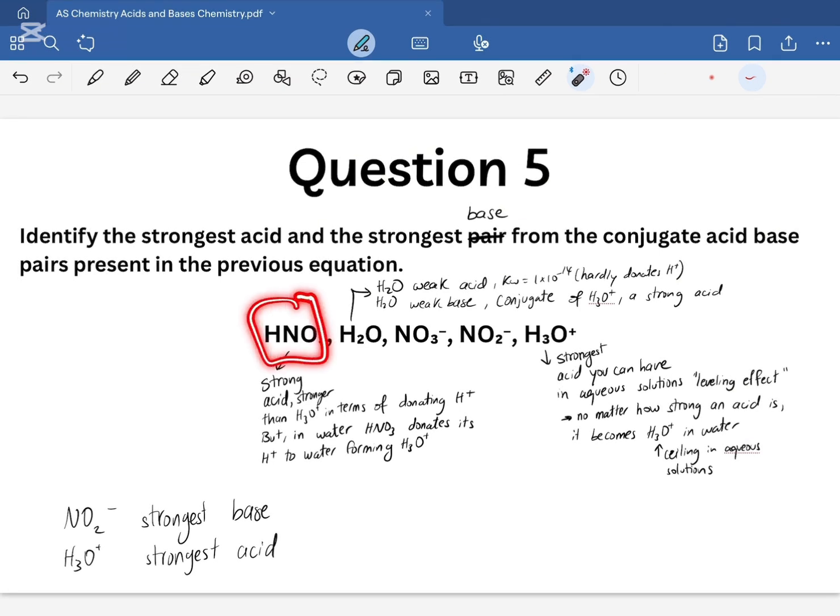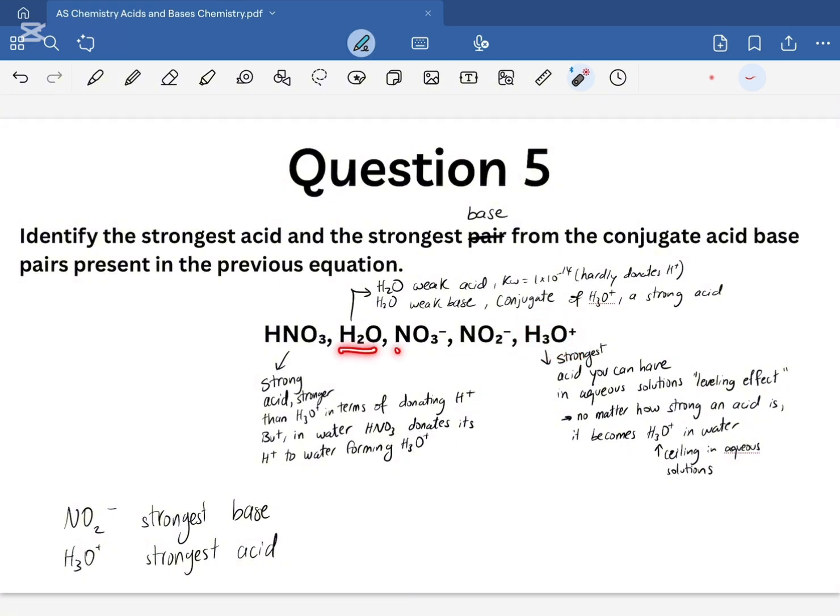HNO3 is a strong acid. It's even stronger than H3O plus in terms of donating H plus. However, we need to remember that in water, HNO3 donates its H plus to water, forming the H3O plus. In other words, the H3O plus is the strongest acid that you're going to observe in the aqueous solution, and this is referred to as the leveling effect. So no matter how strong an acid is, it's going to become H3O plus in water. So it's like the ceiling in aqueous solution. There is no stronger acid than H3O plus that you can observe in water. Therefore, the strongest acid is going to be H3O plus.